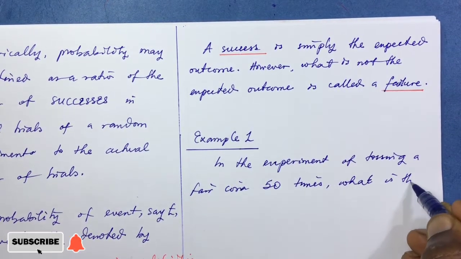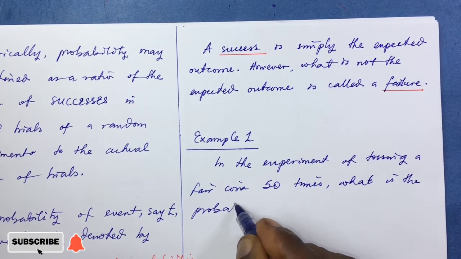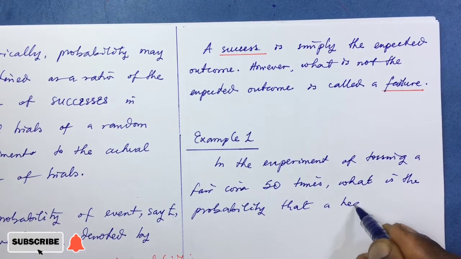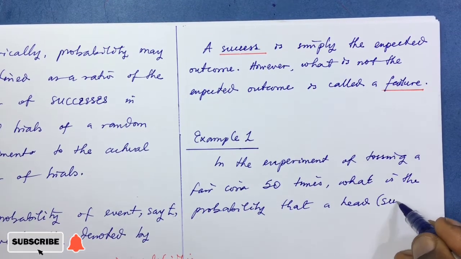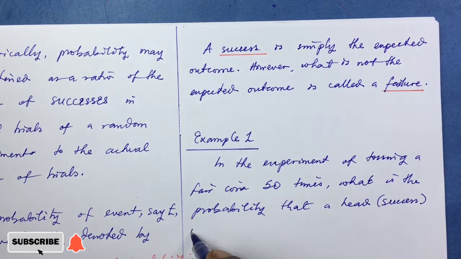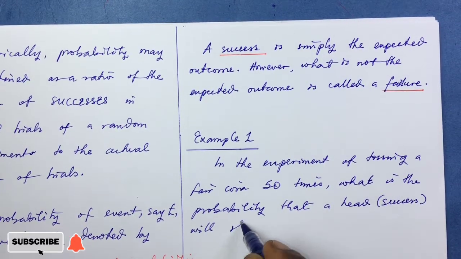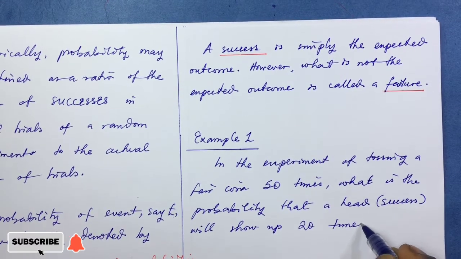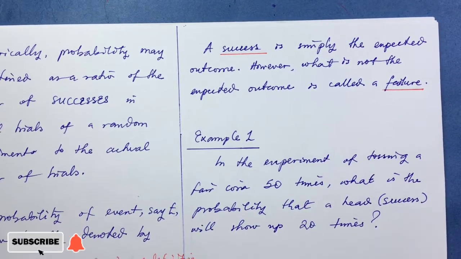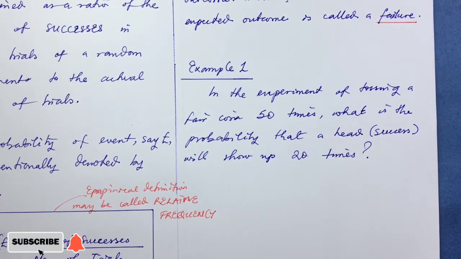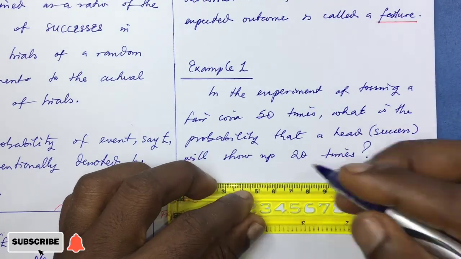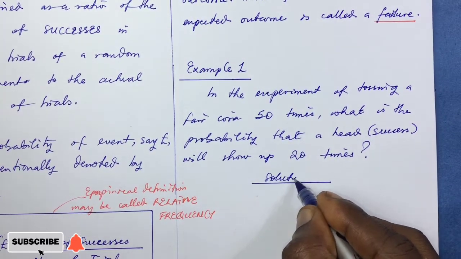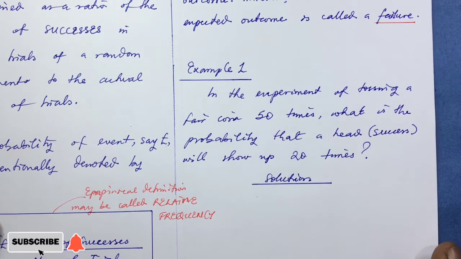What is the probability that a head, in bracket success, will show up 20 times? So this kind of question can be answered using the relative frequency definition of probability. All I have to do is note the number of successes and the number of trials.